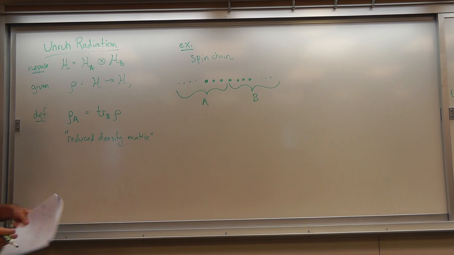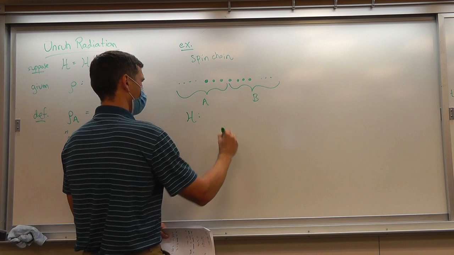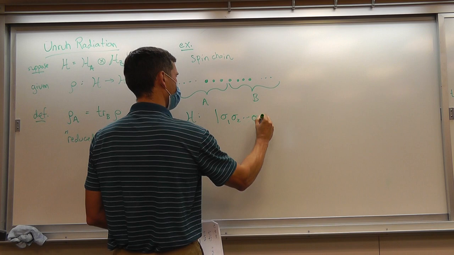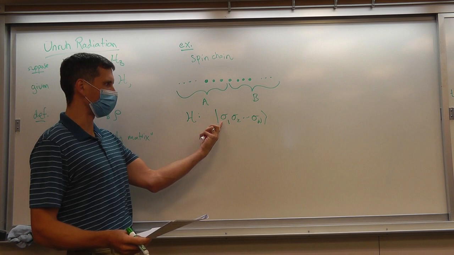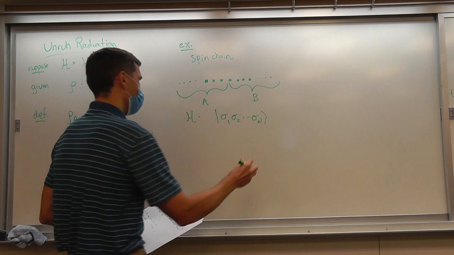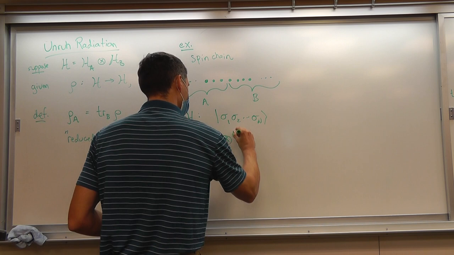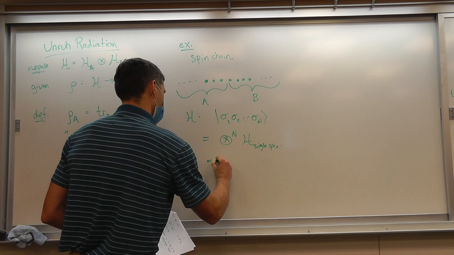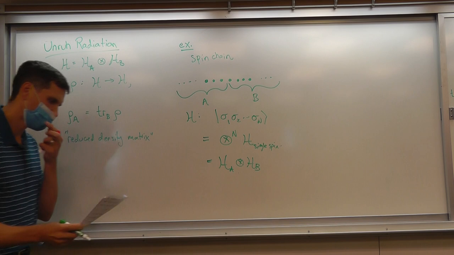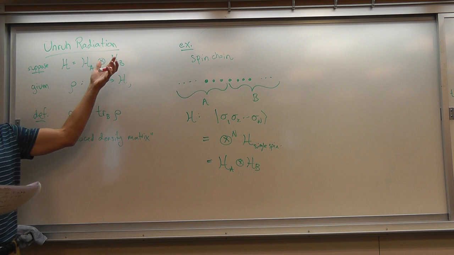And the states of this spin chain are things like sigma 1, sigma 2, dot, dot, dot, up to sigma n, where these are either up or down for each spin. And of course, the states are defined independently. So we can think of this as the tensor product of the single spin Hilbert spaces, that is, a tensor product to the n of h for a single spin. And we can package it into the Hilbert space of A and the Hilbert space of B. Now, in general, this splitting of Hilbert spaces doesn't have to have anything to do with actual space, but for the most part, that's the application that we're going to be using.